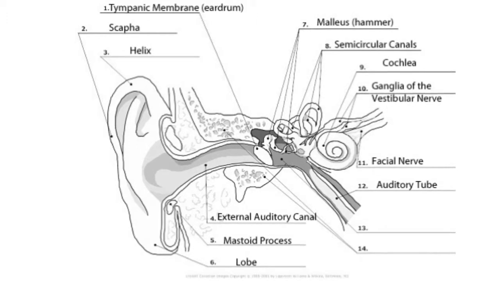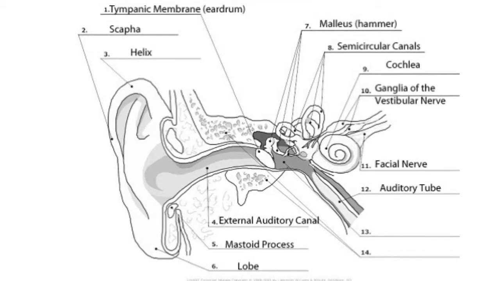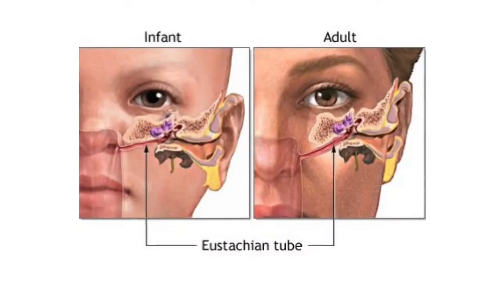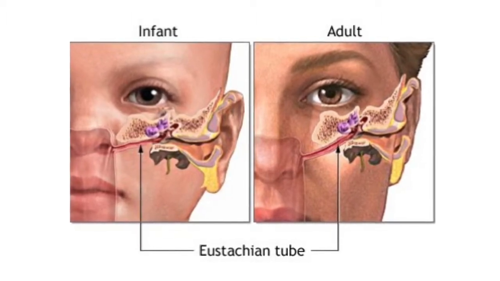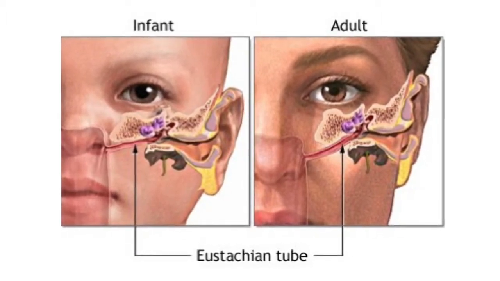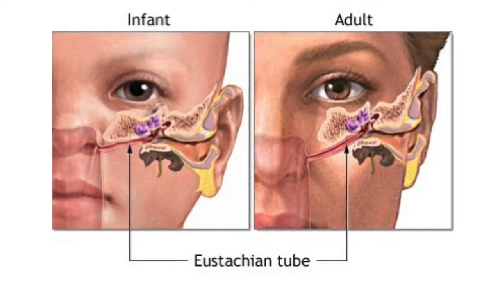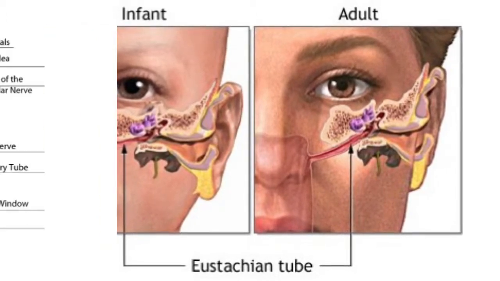The next part is called the auditory, or eustachian tube. The eustachian tube connects the middle ear to the throat. It allows air to pass between the tympanic cavity and the outside of the body.